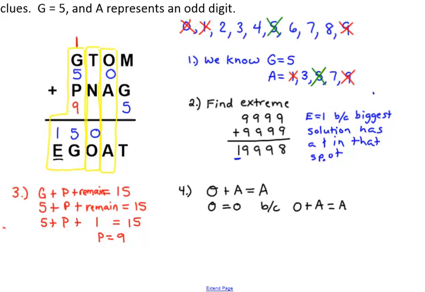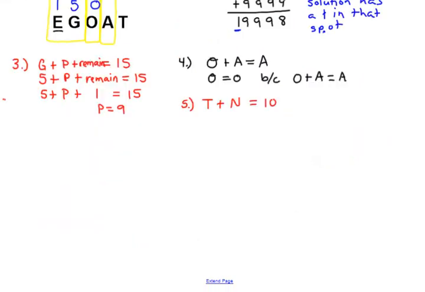All right, now I'm going to look at the T and the N. So I'm going to go to step 5 here. T plus N. Well, T plus N can't equal 0, so it has to equal 10. So now I'm going to think of two numbers that add up to 10. Well, let's just hold off on that. Let's write something else that we know.